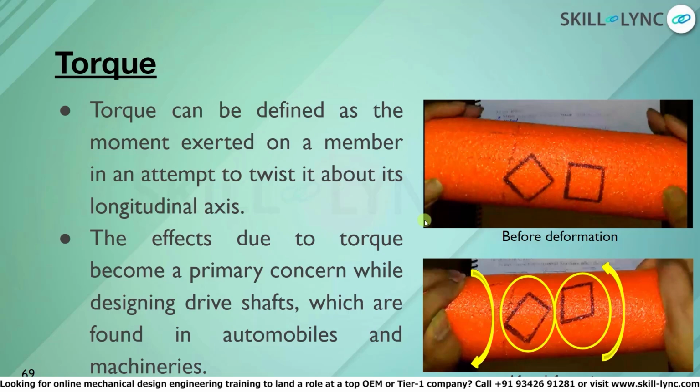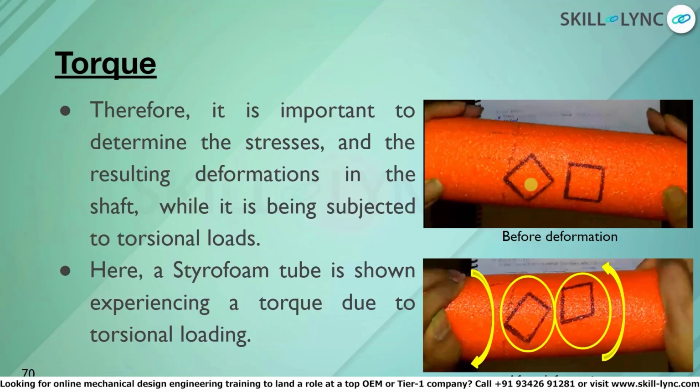On the right hand side, you can see an example of a styrofoam tube in which there are boxes drawn. The left side box is a rhombus and the right side box is a rectangle. Now, when we apply a torque on this styrofoam tube, by torque I mean the right hand twists the tube upwards and the left hand twists the tube downwards.